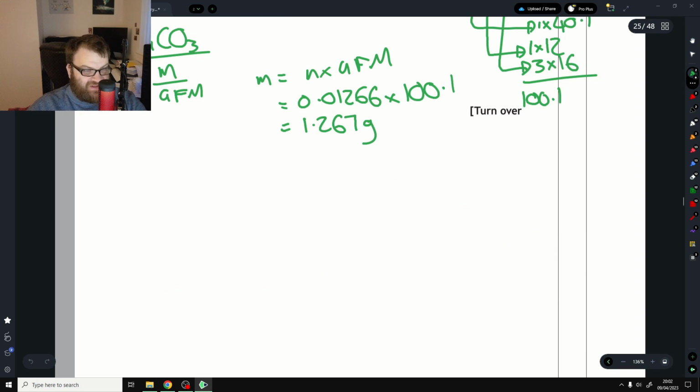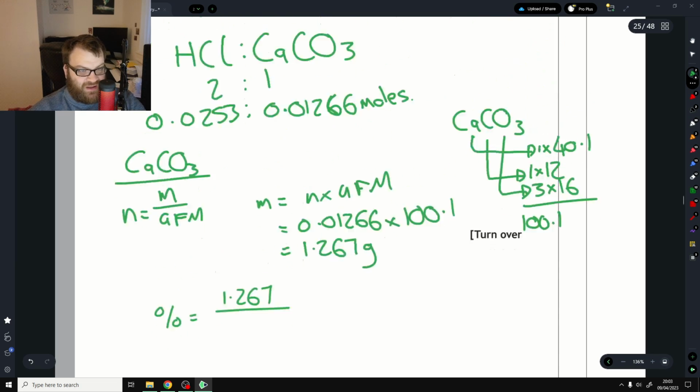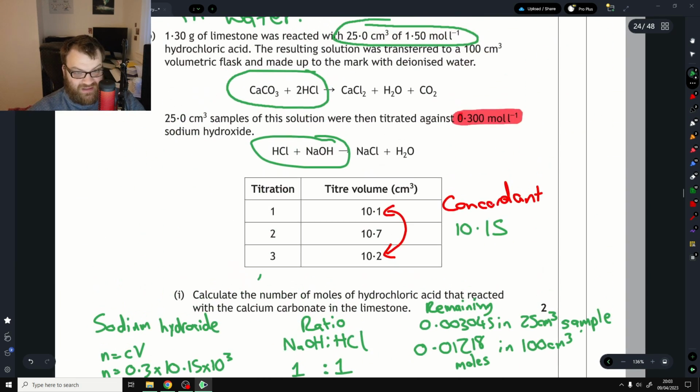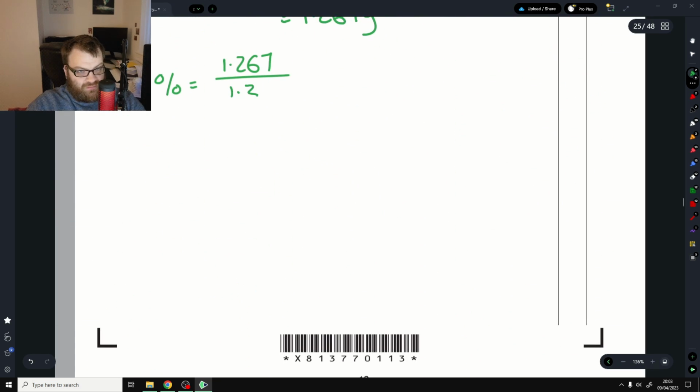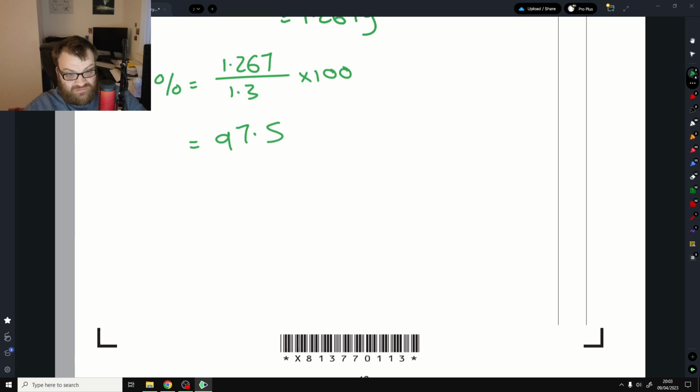We have to work out the percentage of the chemical that is calcium carbonate. So our percentage is going to equal the mass of calcium carbonate, which is 1.267 grams, over the total mass of the limestone, which was 1.3. And then we want to make that into a percentage. When we pop that into our calculator, it gives us 97. I'll round it to 97.5%. And that would be yes.